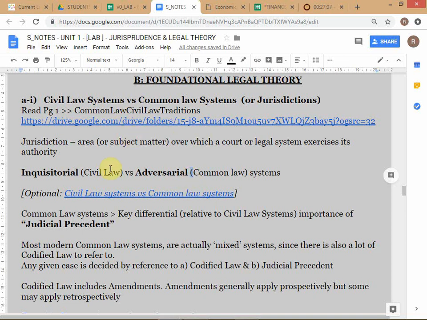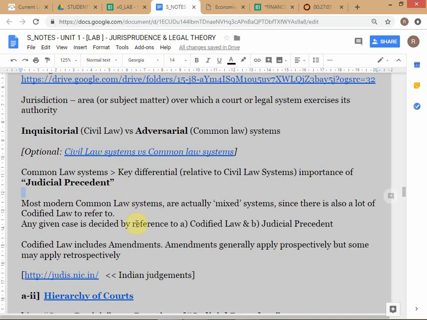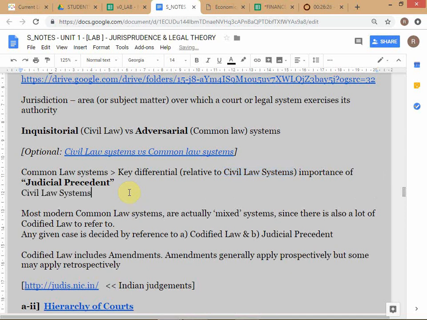These are just some broad ideas that you should have. Another important thing, which is there in the Landon Williams article also, is the idea that the main difference between civil law and common law systems is the importance of judicial precedent. We will understand what this means. The main difference is that in common law systems, judicial precedent is important, whereas in civil law systems it's not important. Let me just write this down more explicitly.